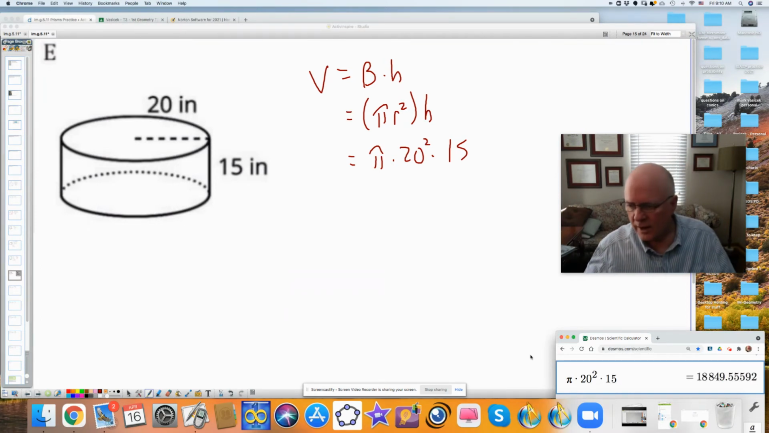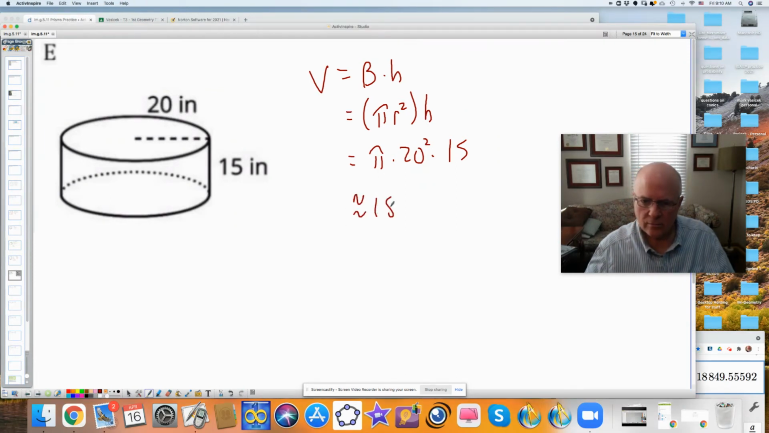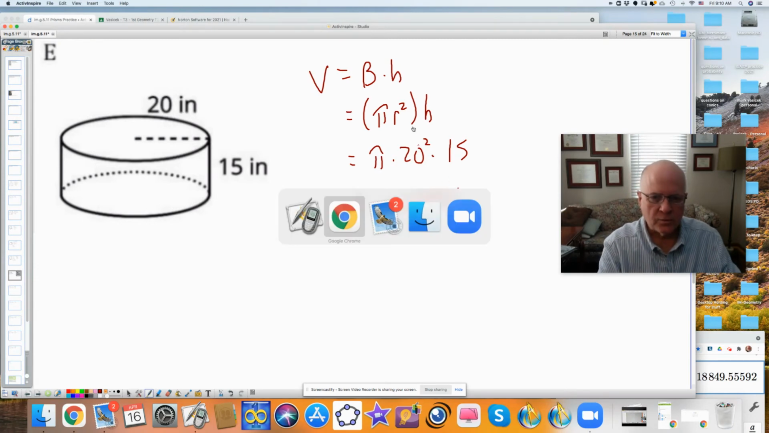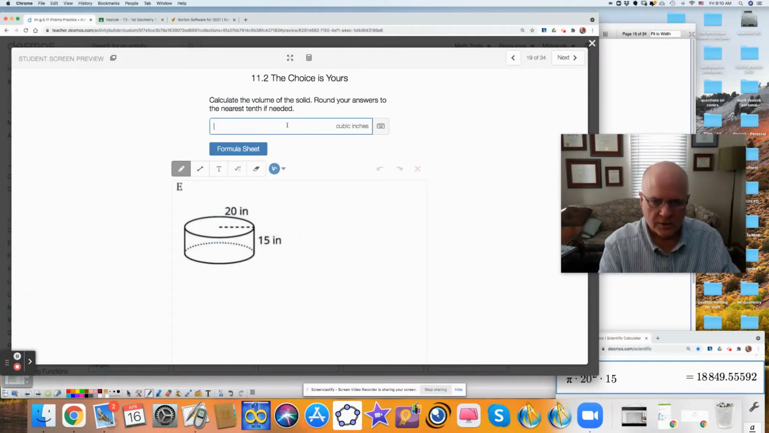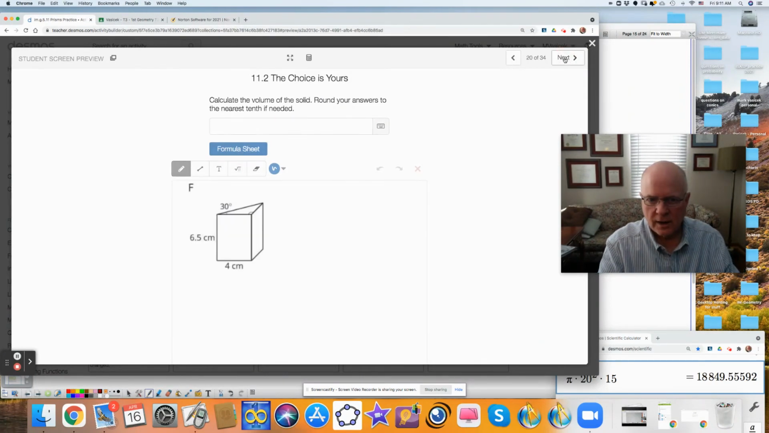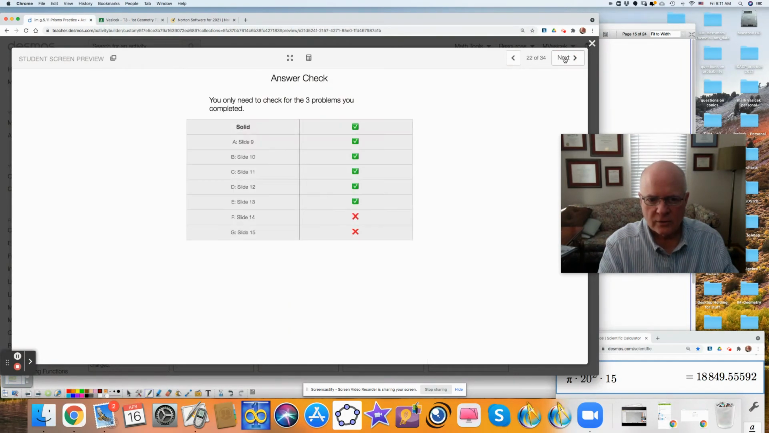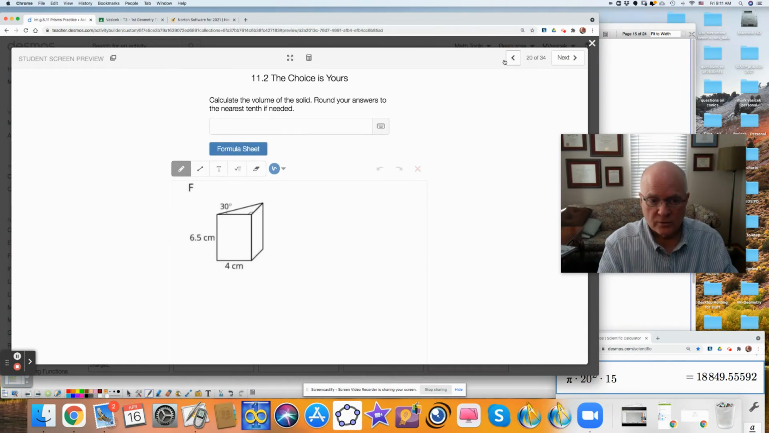And I get 18849.6. And we plug this into our answer here. 18849.6 cubic inches. And our answer here is correct. Two more of these. F. Copy this to my whiteboard.